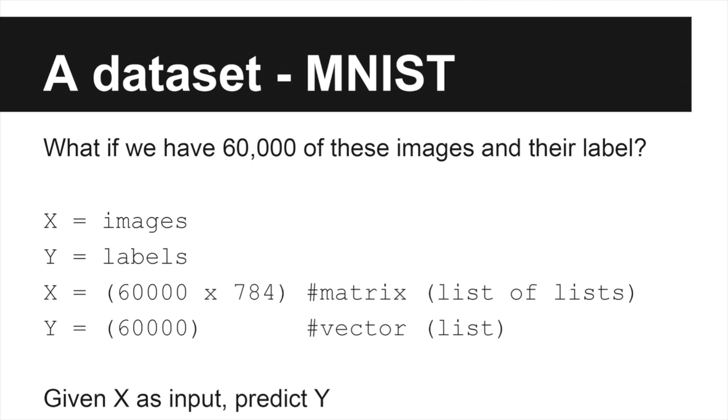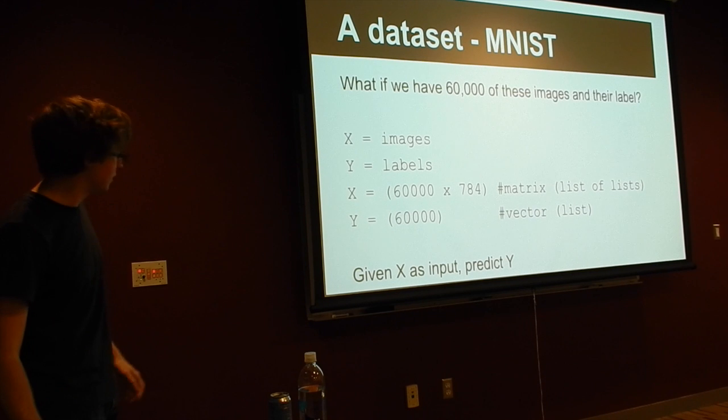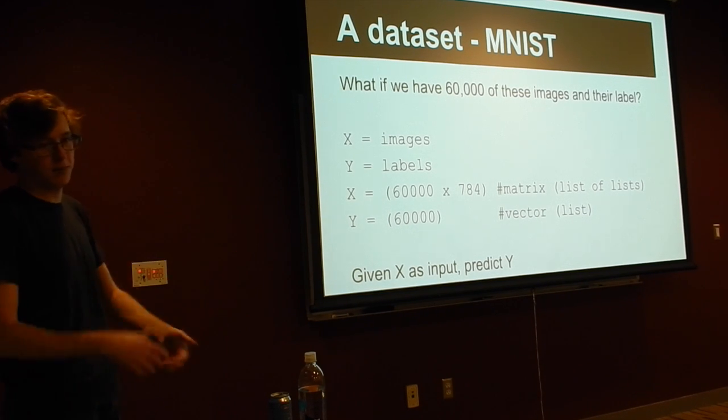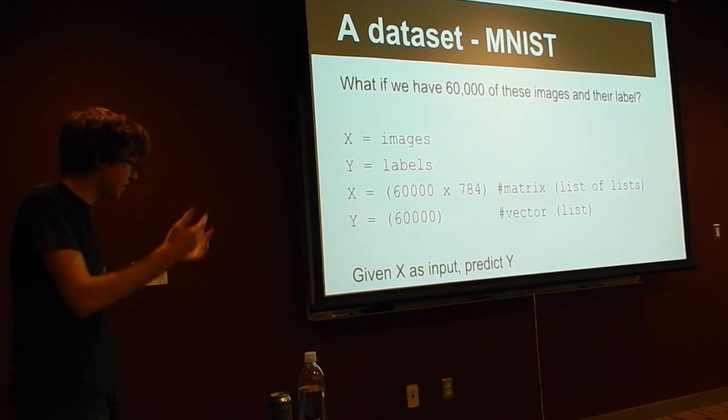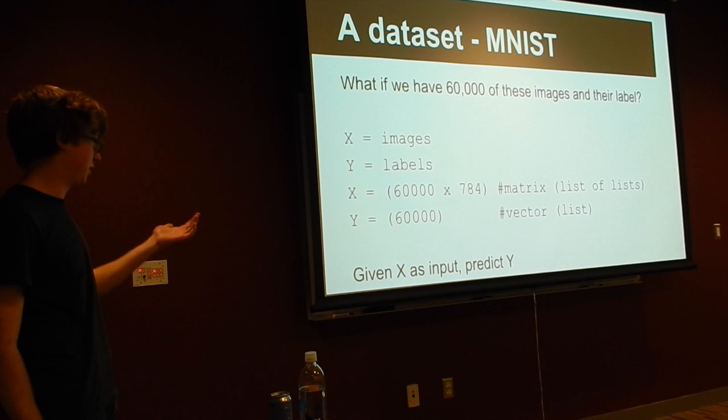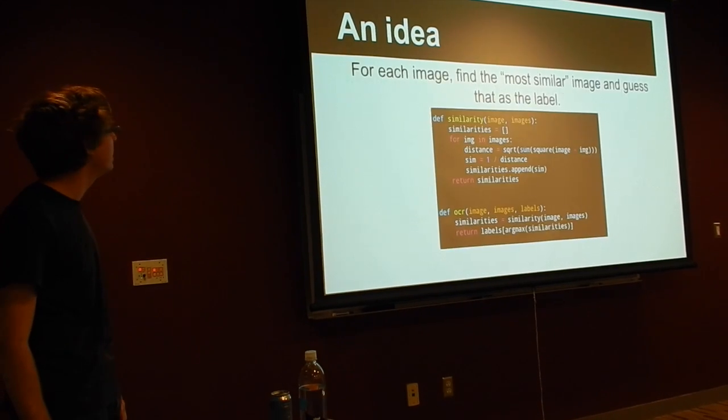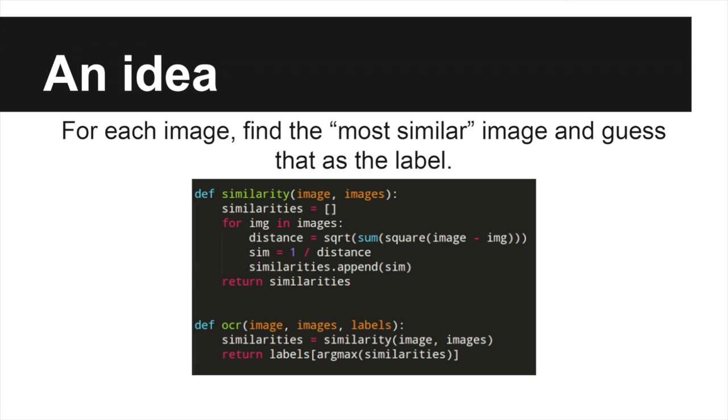This corresponds to a matrix of 60,000 entries by 784 columns, where the rows are examples and the columns are pixels. And then we have 60,000 labels, which would be just integers from 0 to 9. So we want to be able to, from a picture of an image X, predict a value, which is what digit it actually is, Y. So here's a simple idea. For each image, we can find the most similar one and guess that as the label. And it's pretty simple. This is like pseudocode.